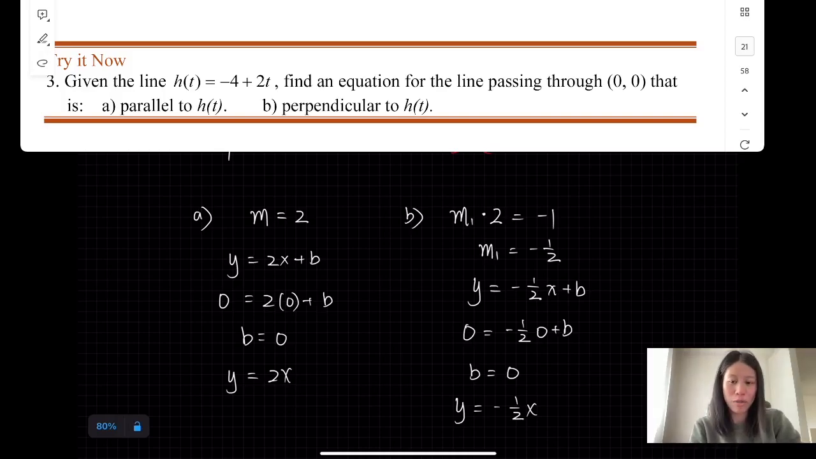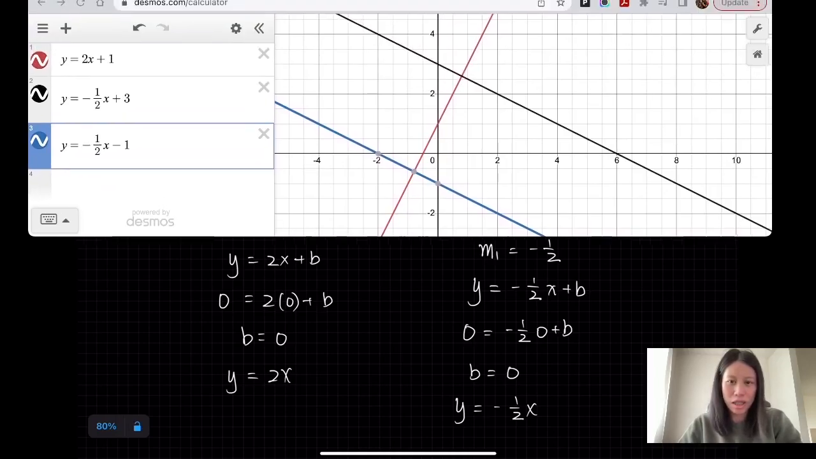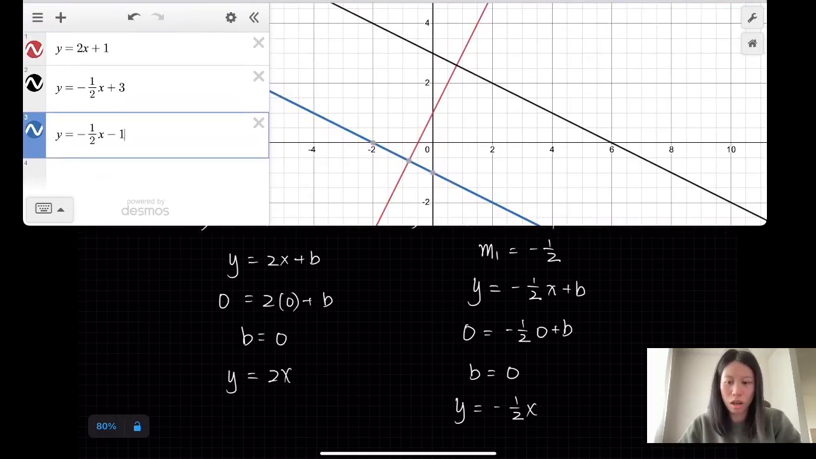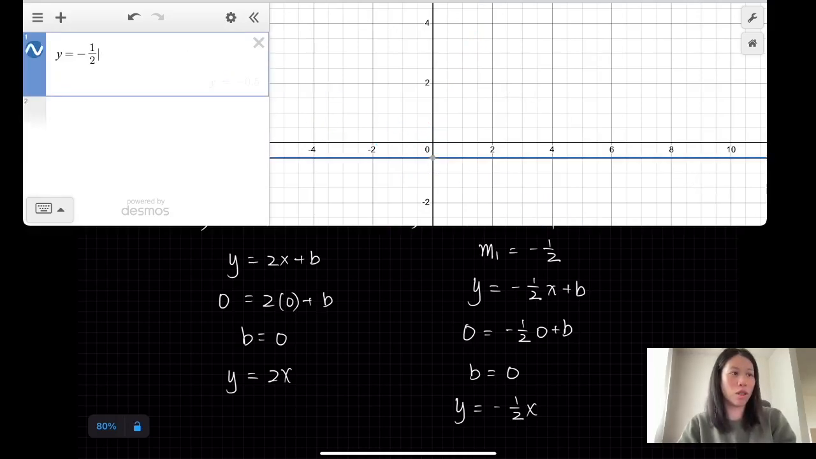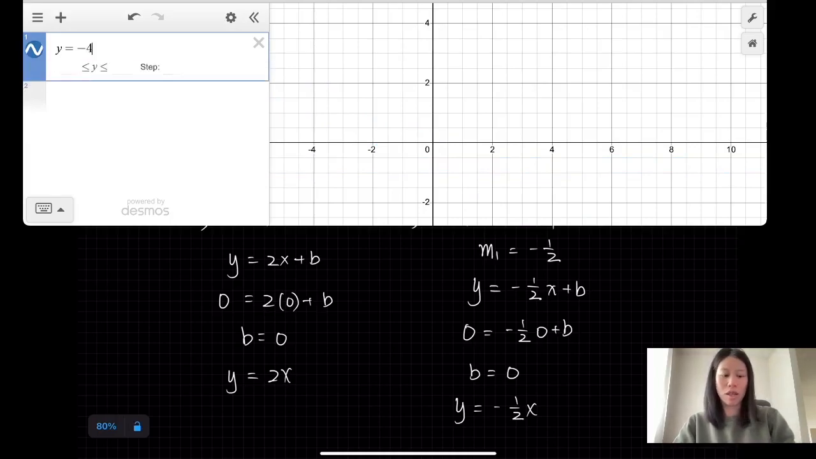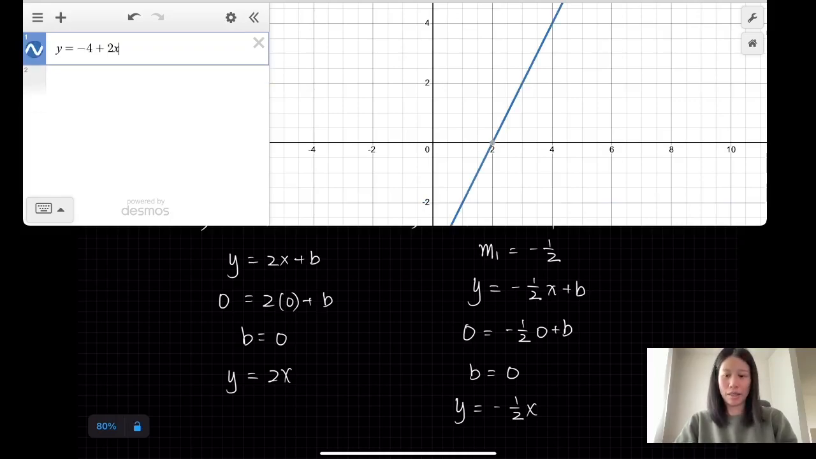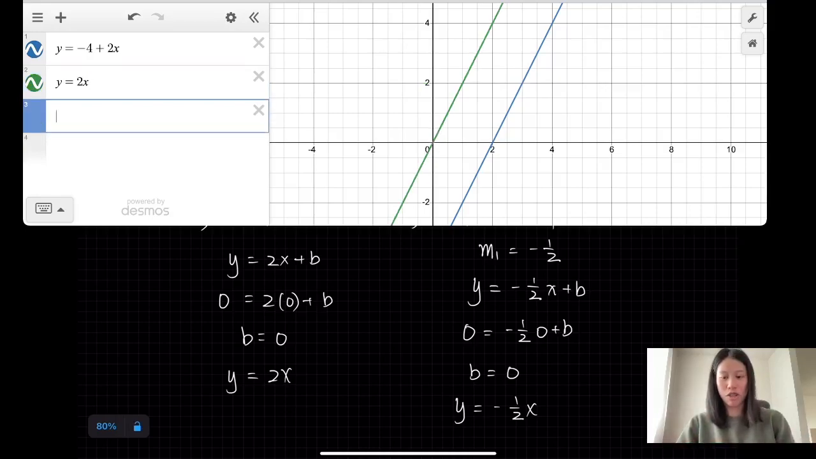We can also check our answer by using decimals.com. Now look back to our function. They want you to find y equals -4 plus 2x, right? And now we want to find the line parallel to it, which we just found, y equals 2x. Look at the green line and the blue line. They're parallel to each other.